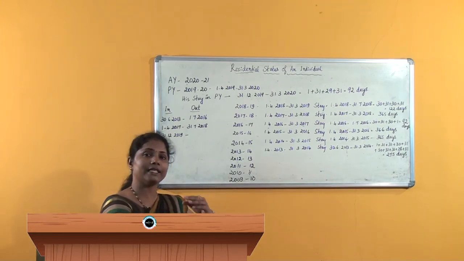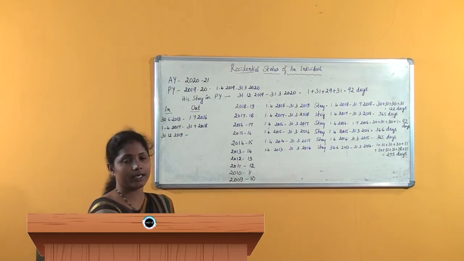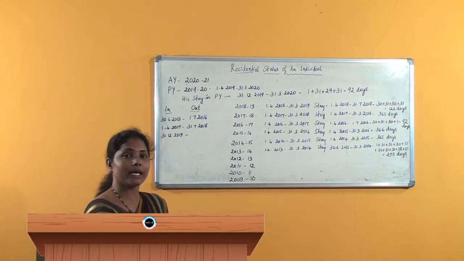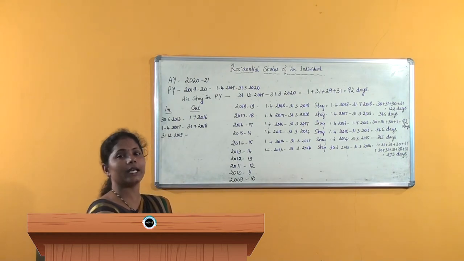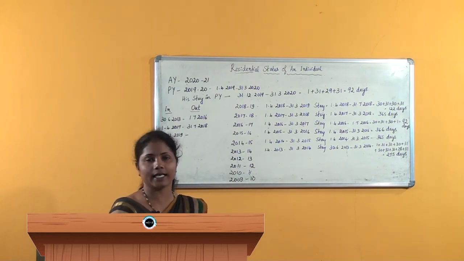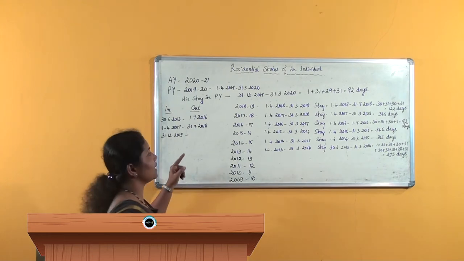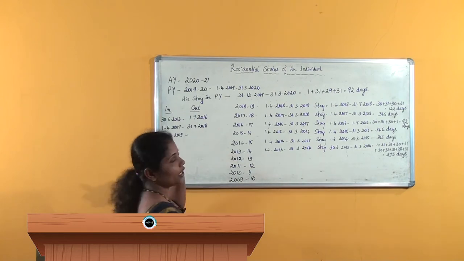We have to see whether he fulfills both these additional conditions or not. If he fulfills both the additional conditions, then he becomes ordinarily resident. And if he fails to fulfill any of the additional conditions, he becomes not ordinarily resident. Let us see whether he fulfills those additional conditions or not.